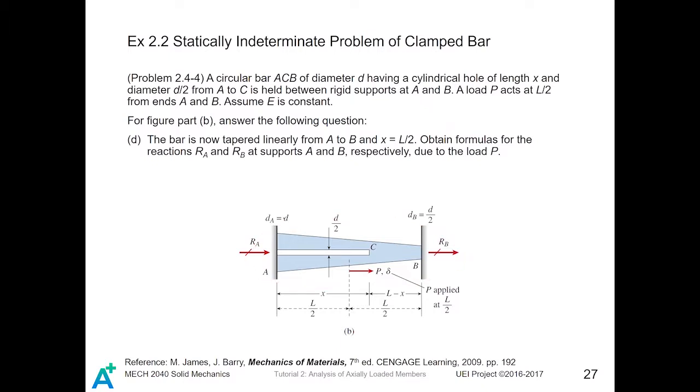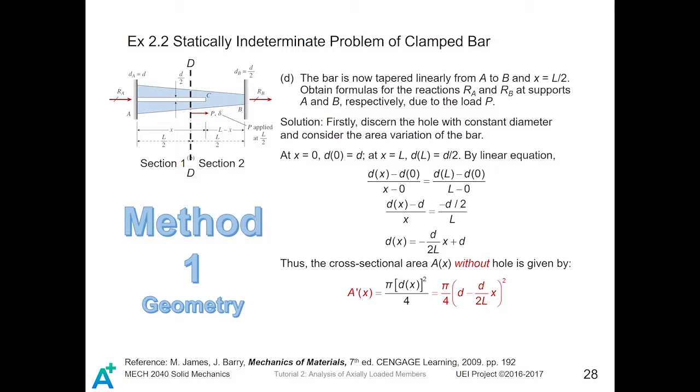The diameter at the left hand side is d, while the diameter on the right hand side is 1/2 of d. Besides, we set that x equals L over 2, which means this part will become solid. The problem requires us to obtain the RA and RB on the two ends due to the load P applied in the middle.